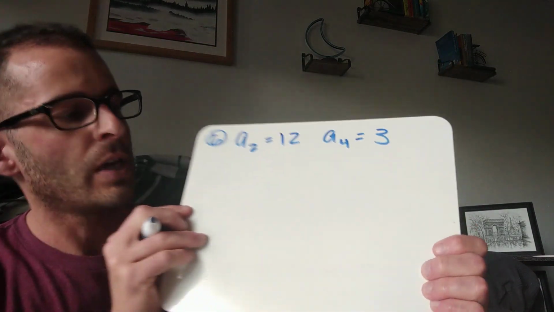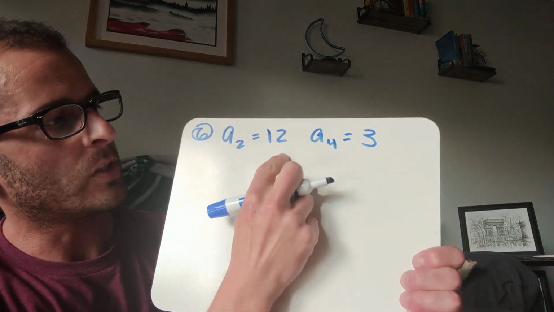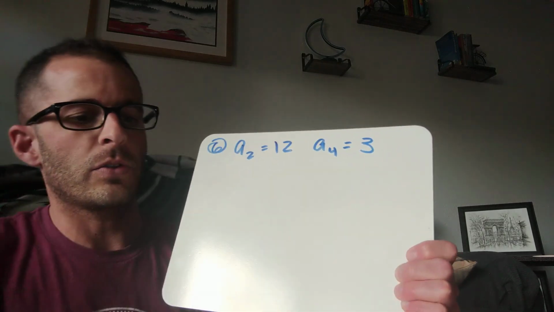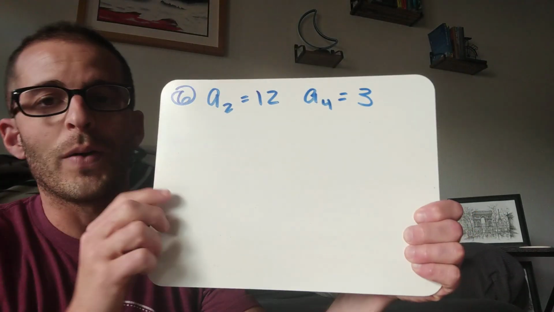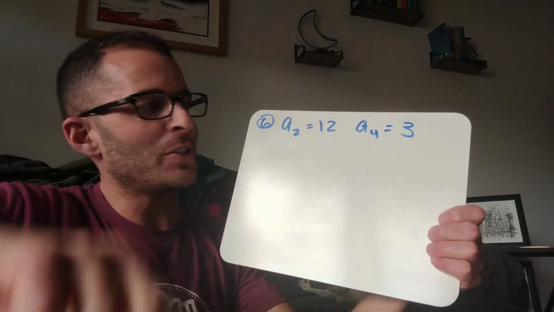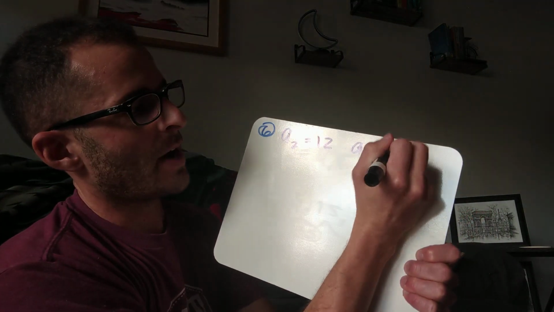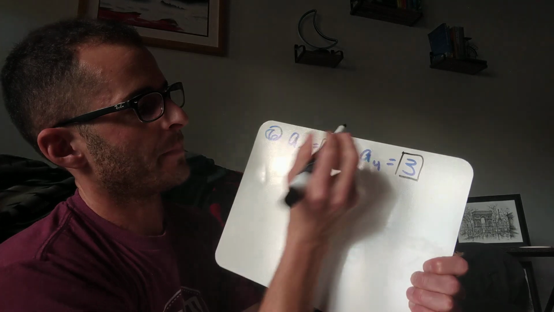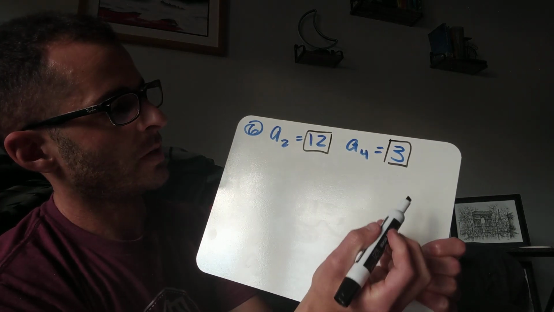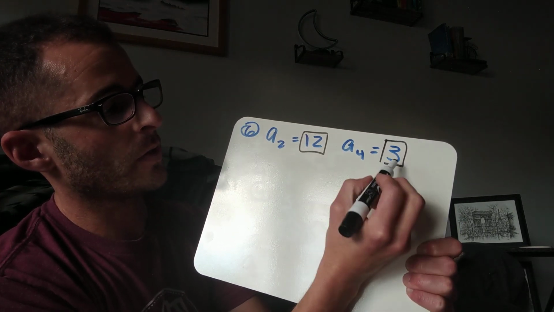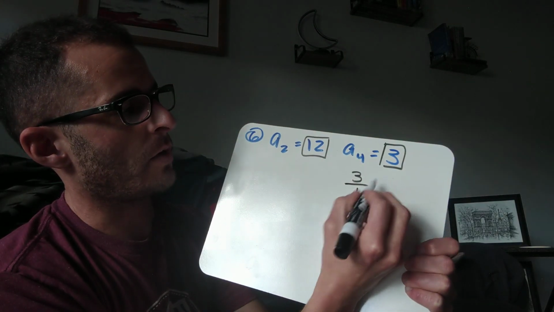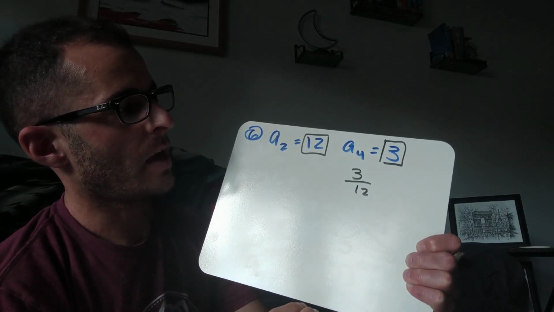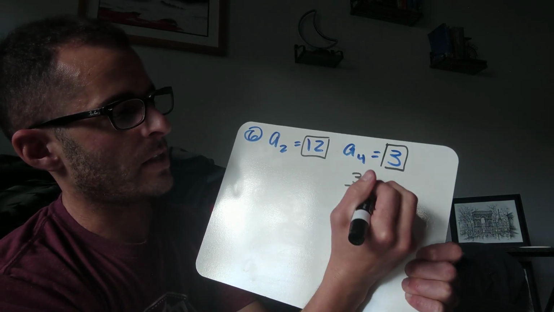Okay, so number 6 tells us that the second term is 12 and the fourth term is 3. So what I need you to do right now, I need you to box the big numbers, okay? What we're going to do is take the fourth term, which is 3, and the second term, which is 12. We're going to take the big numbers, and we're going to divide them.